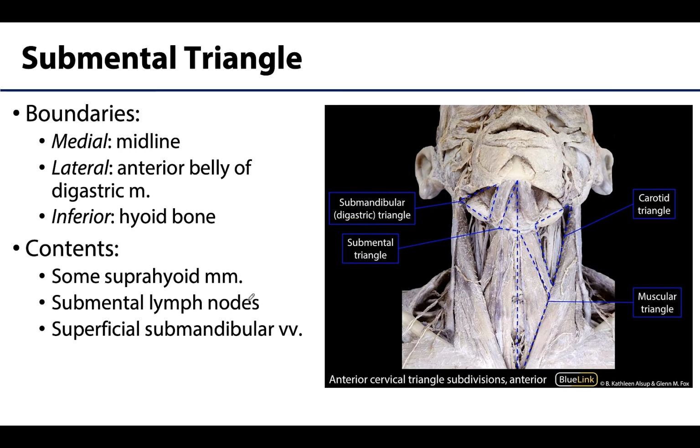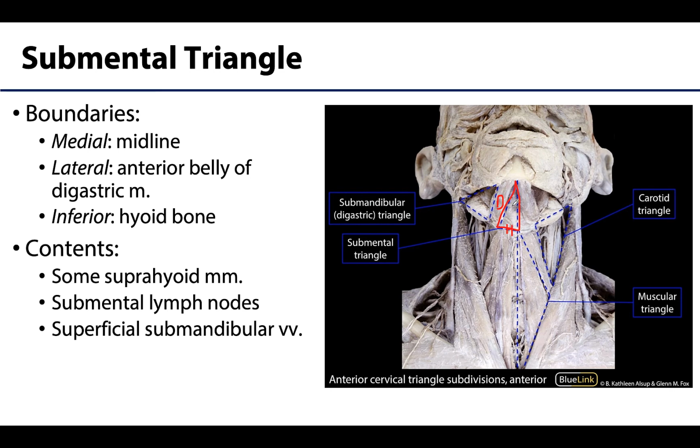Moving medially, you will find the submental triangle, which is formed by the midline, so medially here, the anterior belly of the digastric, as well as the hyoid bone, which is right here. This is one of the smallest triangles, as you can appreciate in comparison to the other subdivisions.